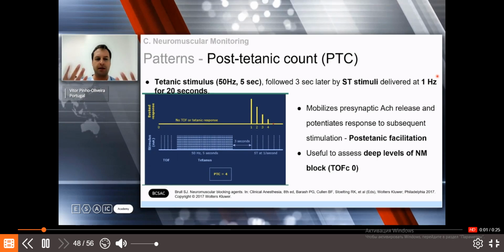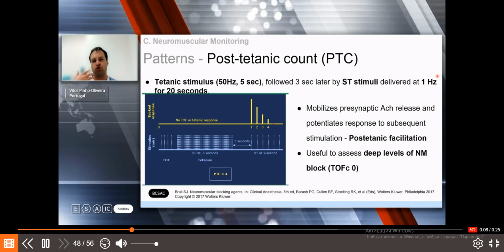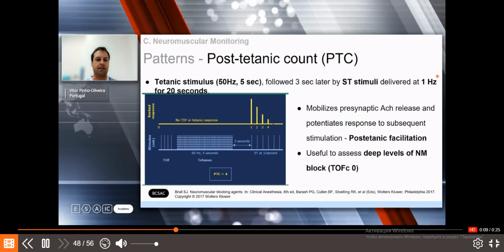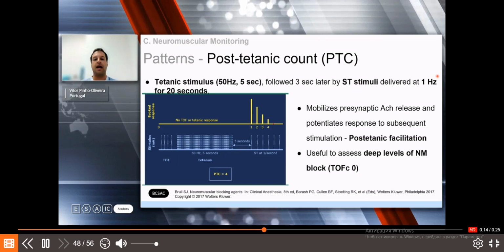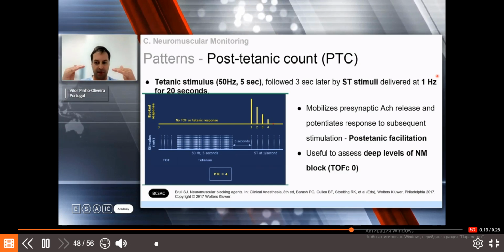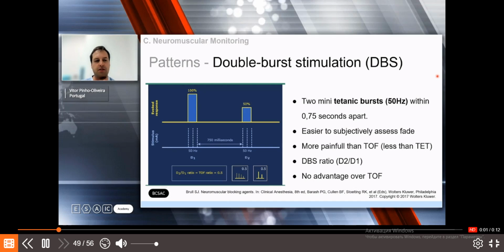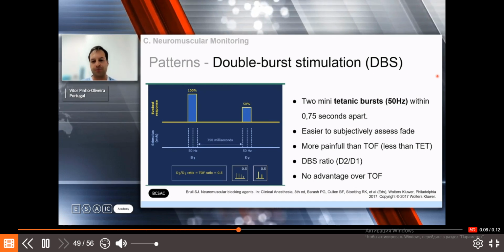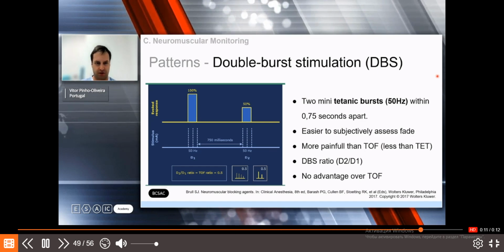Post-tetanic count: we apply this tetanic stimulus and then do short stimulus at 1 Hertz per second. The tetanic stimulus mobilizes the acetylcholine release and has this post-tetanic facilitation, and it is useful clinically to assess the deep levels of neuromuscular block below TOF count of 0 responses. Double burst stimulation was considered, and it's no longer used clinically. It was used when we use subjective evaluation of the blockade.